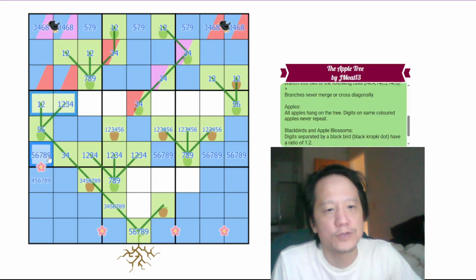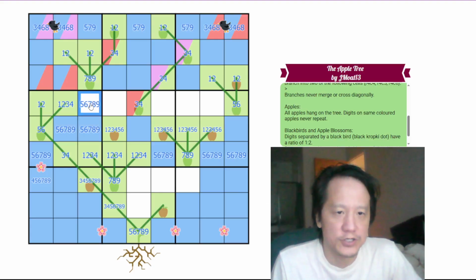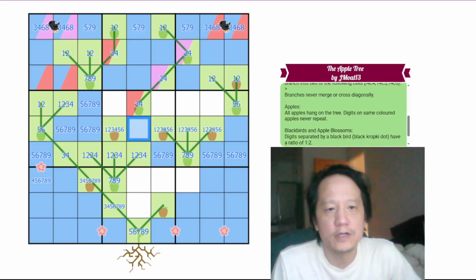We have a 1, 2, 3, 4 triplet in box 4, which eliminates 1, 2, 3, 4 in the rest of the box. Therefore, this is 5 through 9. If this were a branch, the problem is it would have to expand to 2 digits, which is not allowed. So this cannot be a branch. This has to be 3, 4, 5 through 9.